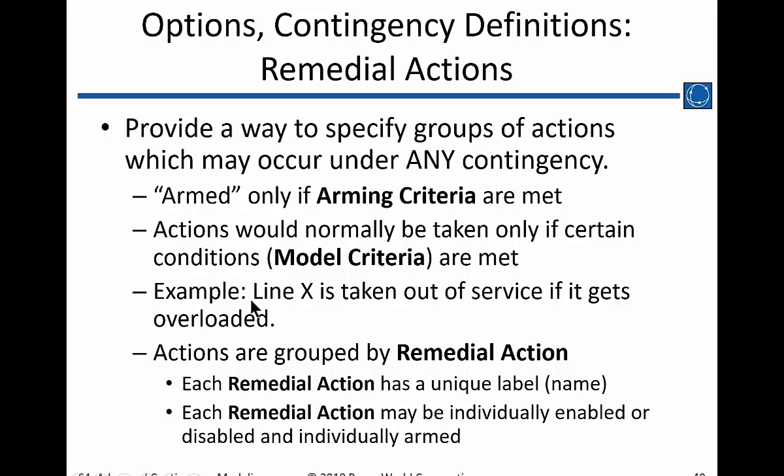A really simple example would be line X gets taken out of service only if it's overloaded. So if it's not overloaded, it stays in and nothing changes. But maybe you have a contingency that overloads the line, and then that condition would arm the remedial action that would take it out of service. As we'll see when we build our example here, you can have individual actions that are grouped, like in a wrapper called a remedial action. A remedial action is kind of, as we'll see, like a contingency, whereas the individual actions are kind of like contingency elements.